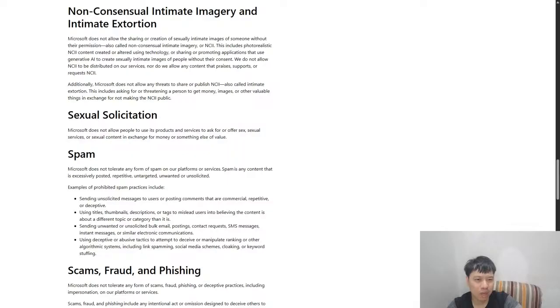Sexual solicitation. Microsoft does not allow people to use its products and services to ask for or offer sexual services, or sexual content in exchange for money or something else of value.